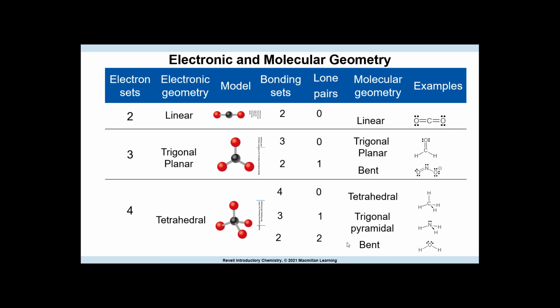There are cases in chemistry where there are 5 or even 6 sets of electrons around central atoms. However, these main geometries, linear, trigonal planar, and tetrahedral, account for most of the shapes you'll encounter in chemistry. And yes, there are more, and the chart I'm going to give you is going to have more on there, but these are the main ones that we're going to focus on.